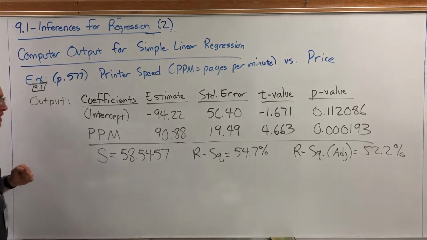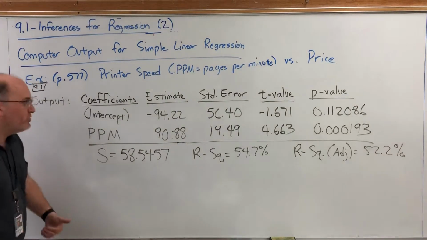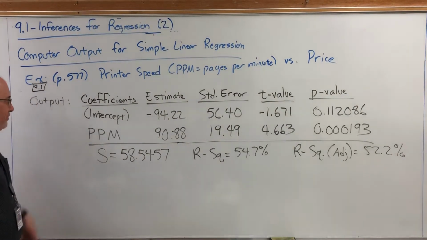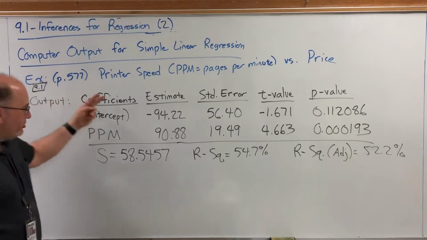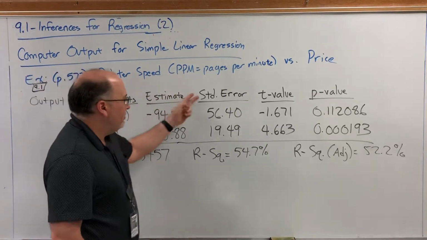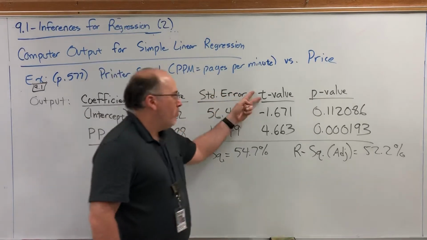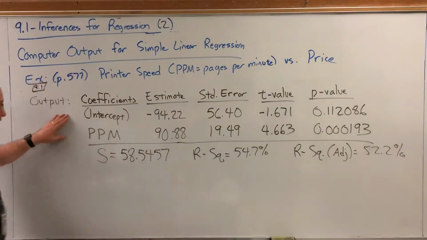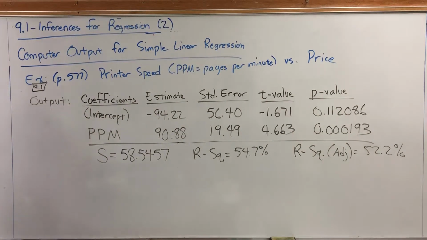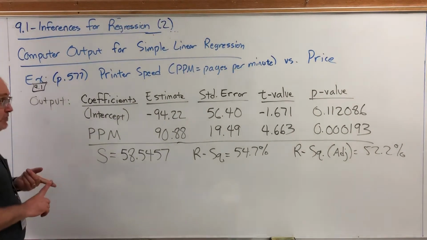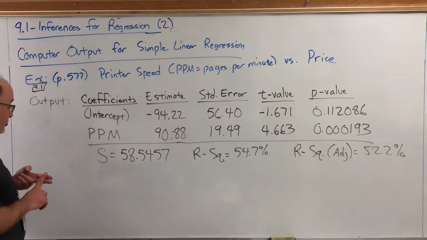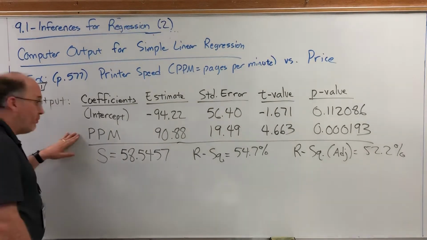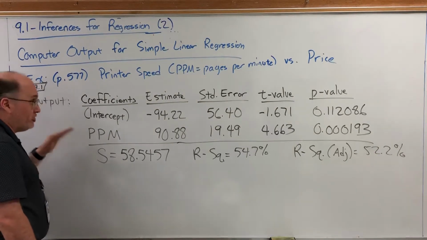When you have a computer output, you're going to have a lot of values. Most of them will have 5 columns. One for coefficients, one for estimate, one for standard error, one for t-value, one for p-value. The rows will be set up based on the intercepts and the slopes. Now this one won't say slope, but here's how you know that this one is about the slope.